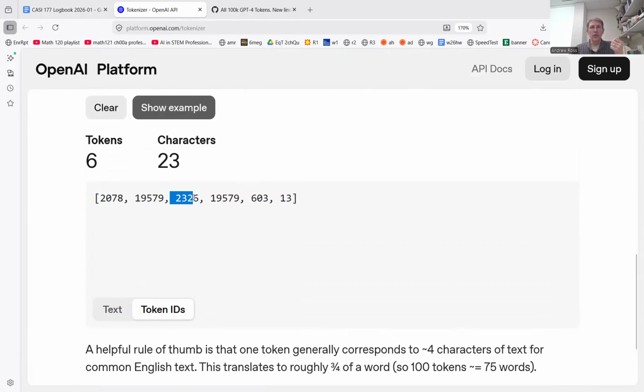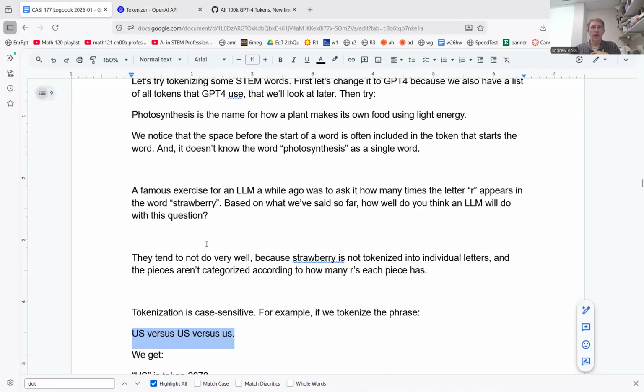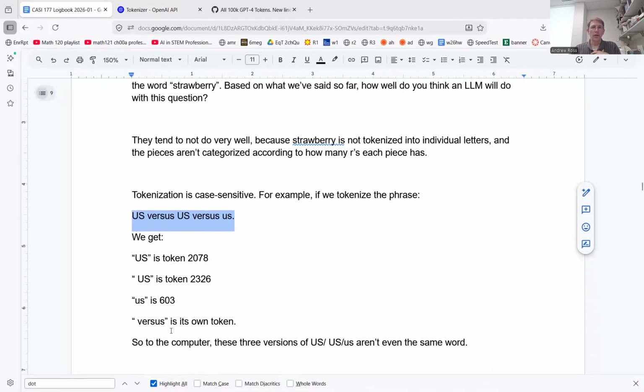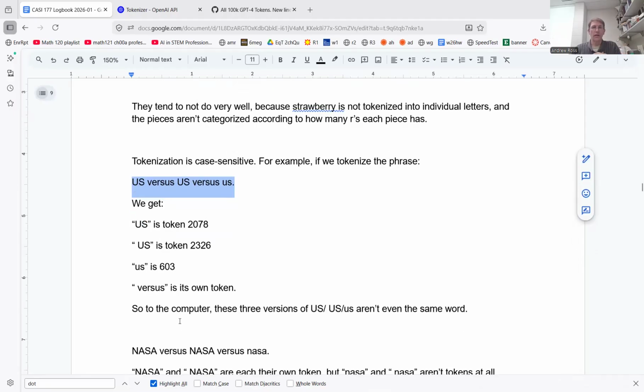This one, 2326, was the US with the space in front of it, not at the start of a sentence. And then the word versus again. And then 603 was the word us, lowercase u, lowercase s, with a space in front of it. So to the computer, these three versions of US or us aren't even the same word. So the capitalization matters a lot.